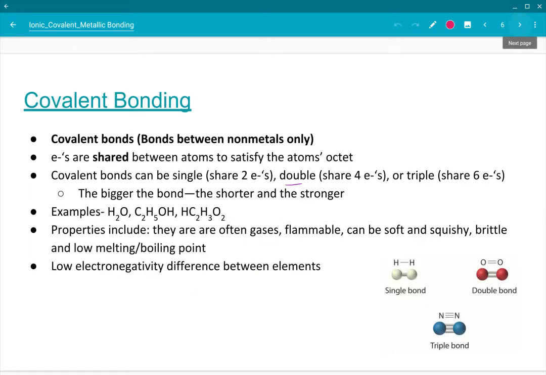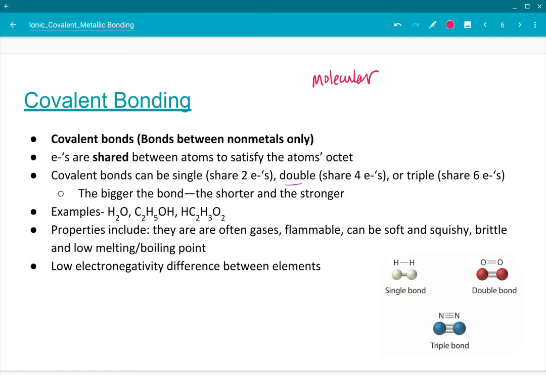Now covalent bonding is going to be a little bit different. Covalent bonds are between nonmetals only. So if your compound starts with a nonmetal, then it has to be covalently bonded. You might also see these called molecular compounds or molecules. So the electrons are shared between atoms to satisfy the atom's octet.